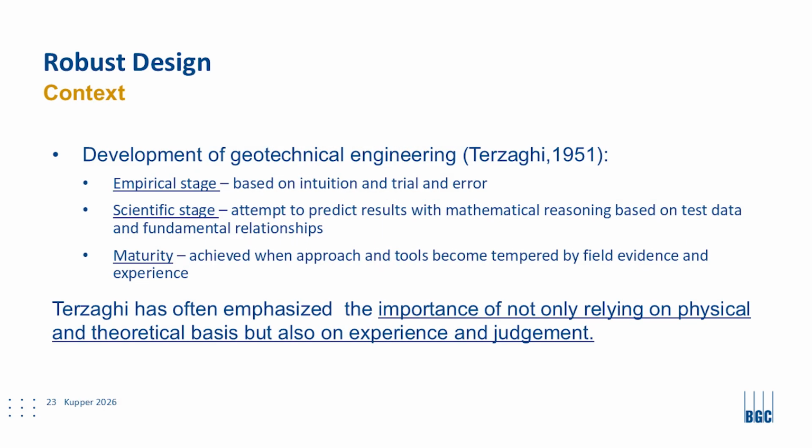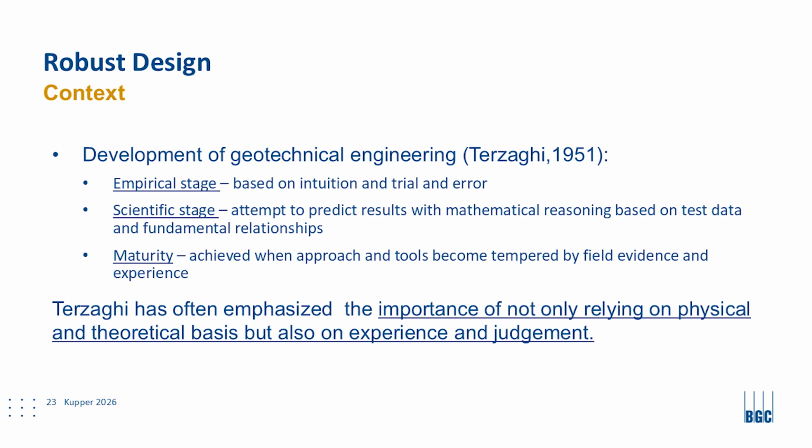Besides the numbers, I want to focus on something else. So for context, I want to go back to Terzaghi in 1951. In his words, he described the development of geotechnical engineering as having 3 stages. The first is the empirical stage, which is based on intuition and trial and error. Progress is slow, there's a bunch of back and forth, but people make progress.